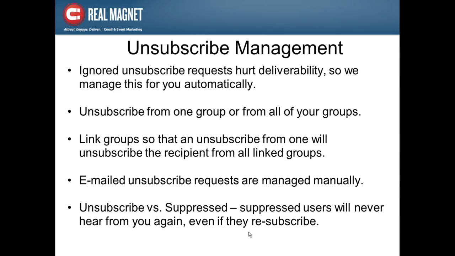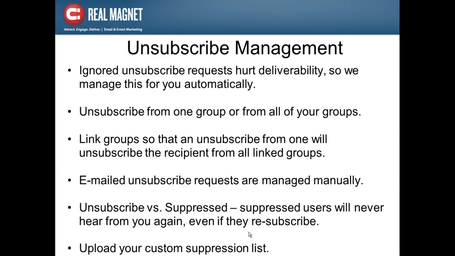Suppression is when no matter what else happens, or no matter what else the user does, that email address will never receive email from you ever again. Suppressed addresses are kept inside the Real Magnet application. They're not marked as suppressed until you drill down on the details of that recipient, but they do not receive your email even when they still appear in some of your groups. And even if they attempt to resubscribe, they'll continue to be suppressed.